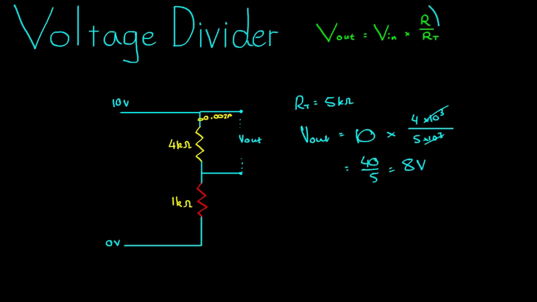So using this equation here, shown here with real values, we don't have to work out the current flowing through that circuit to figure out the voltage across that particular component.